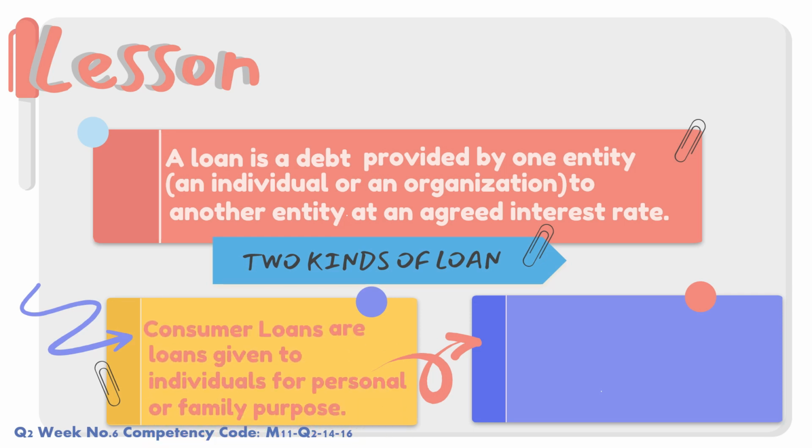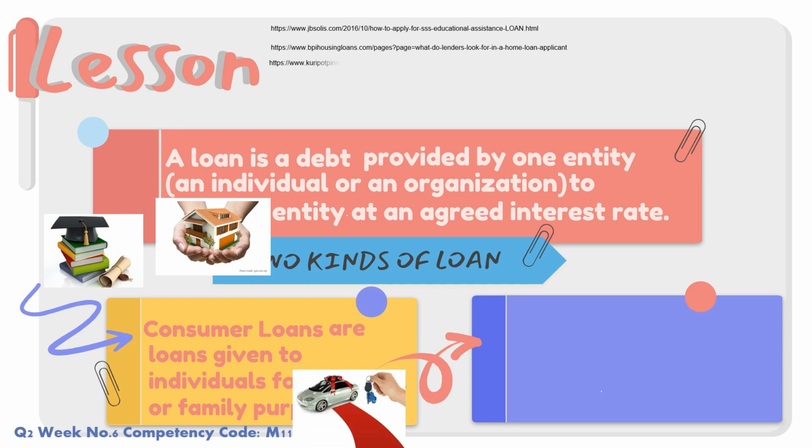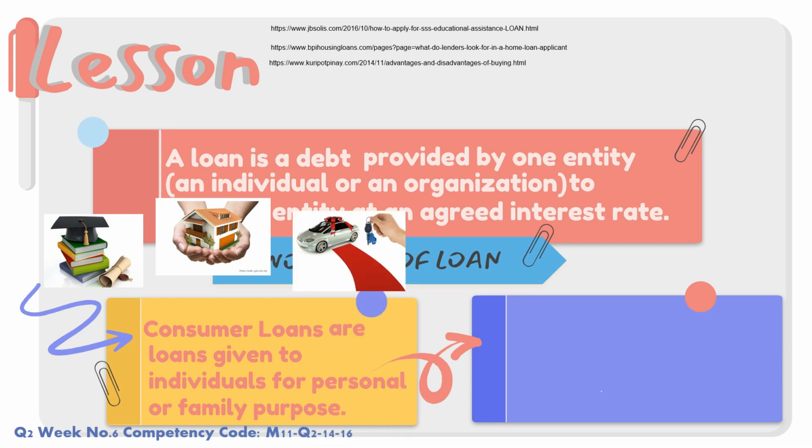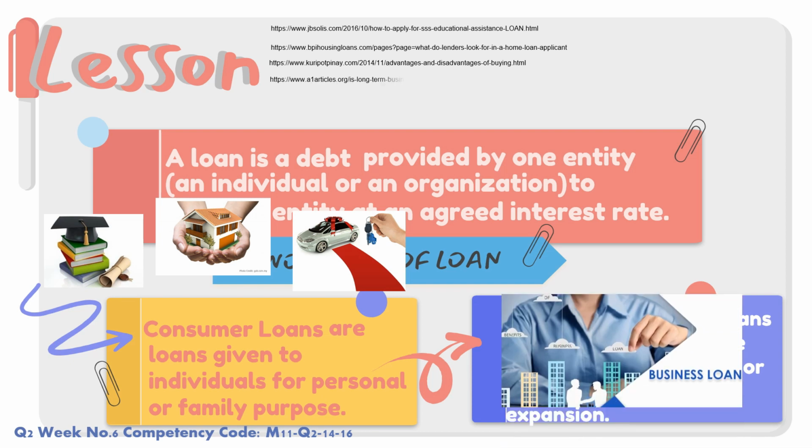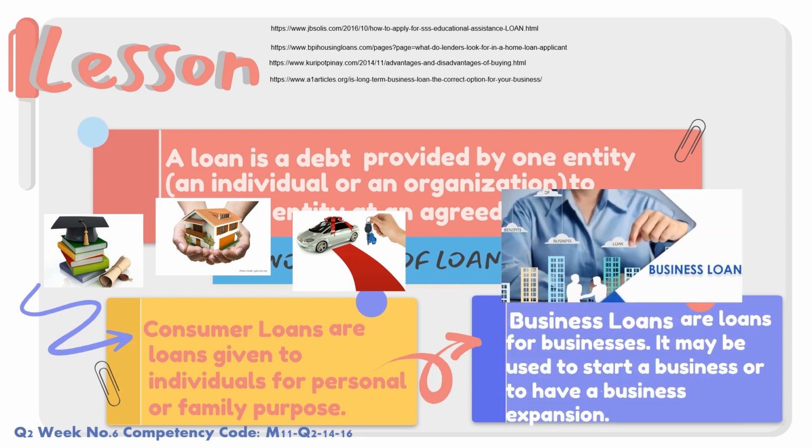The consumer loans are loans given to individuals for personal or family purpose. Examples of consumer loans are educational loans, housing loans, and car loans. How about business loans? Business loans are loans for businesses. They may be used to start a business or to have a business expansion. Examples of these are loans for starting a business or for equipment.